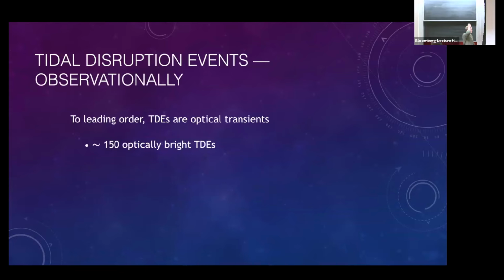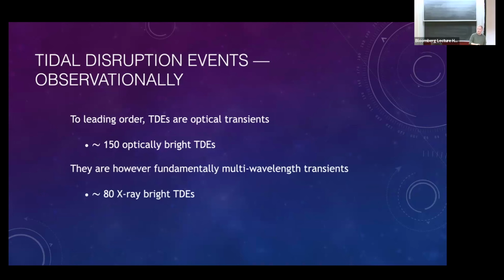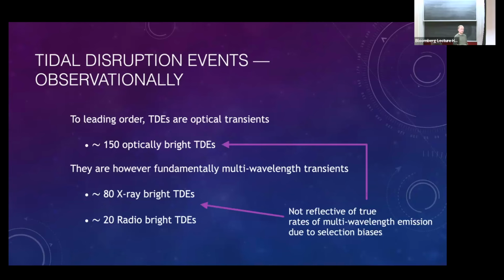Okay, so observationally, to leading order, a TDE is an optical transient. We have about 150 optically bright TDEs that we know of today, but they are fundamentally, as objects, multi-wavelength transients. So there's about 80 of them which are X-ray bright, and about 20 of them that are radio bright. This, I wish to stress, reflects how easy it is to observe things, survey completeness, not intrinsic rates of multi-wavelength emission. In fact, if you correct for how easy it is to find these things, the rate of X-ray bright and optically bright TDEs is roughly the same.